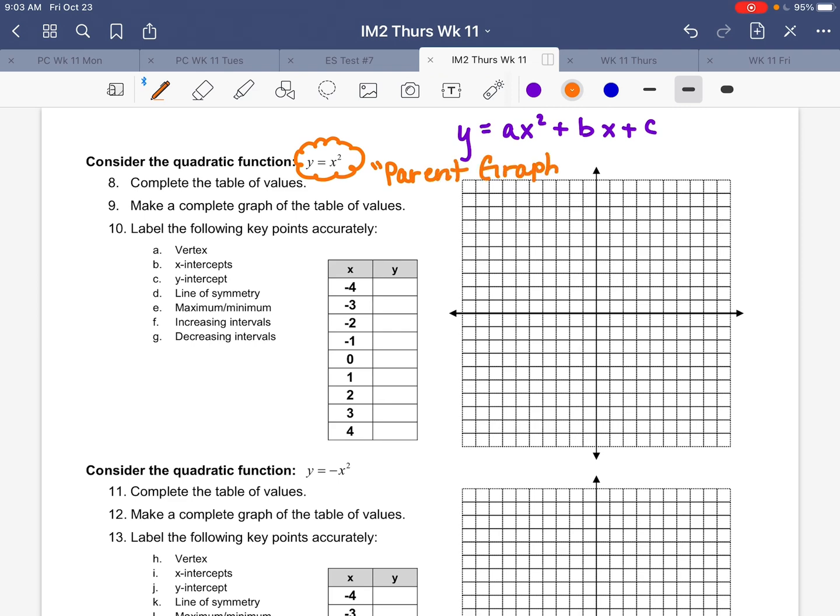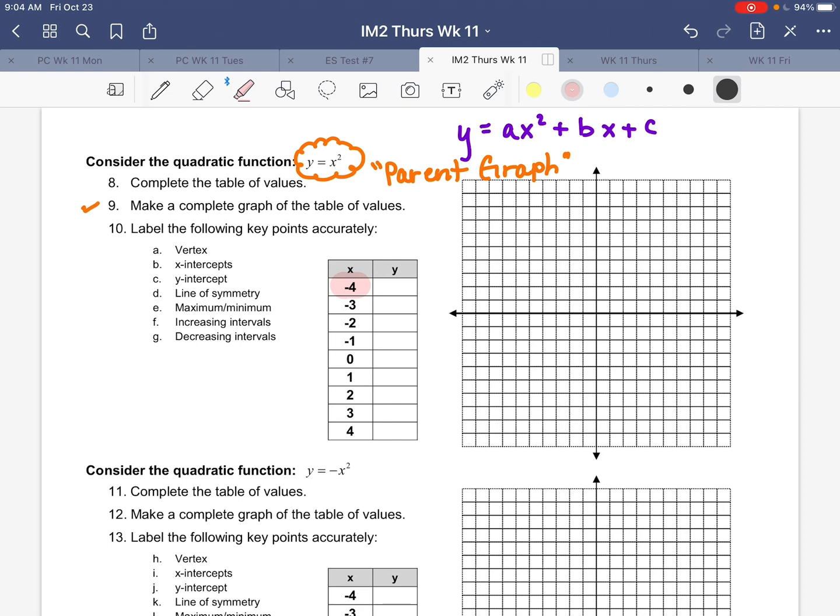So let's go ahead and see what this looks like when we plug in values. They want us to make a complete graph or table of values and then label the following key points accurately. You could use Desmos, graphing calculators, and so forth, but if you have no technology, essentially you're just plugging in these x values and finding out what the y values are.